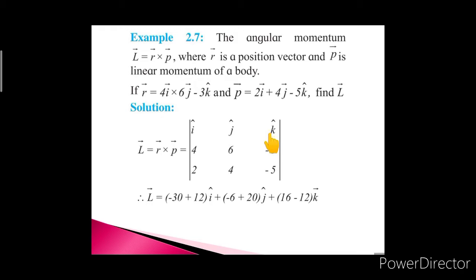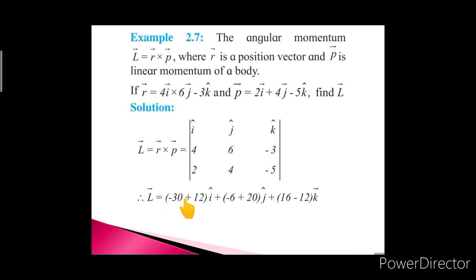Then plus k cap is to be taken, and the corresponding row and column is not taken into account, and again we change the order of multiplication. It starts from the left hand side. So 4 into 4 is 16, then minus 2 into 6 is 12. So 16 minus 12 we write in bracket into k cap.